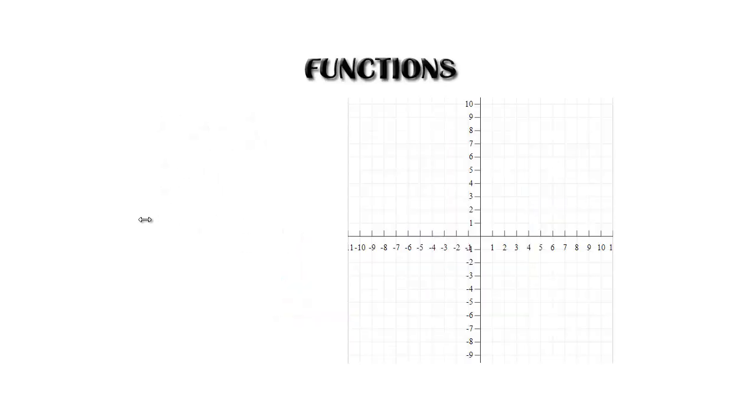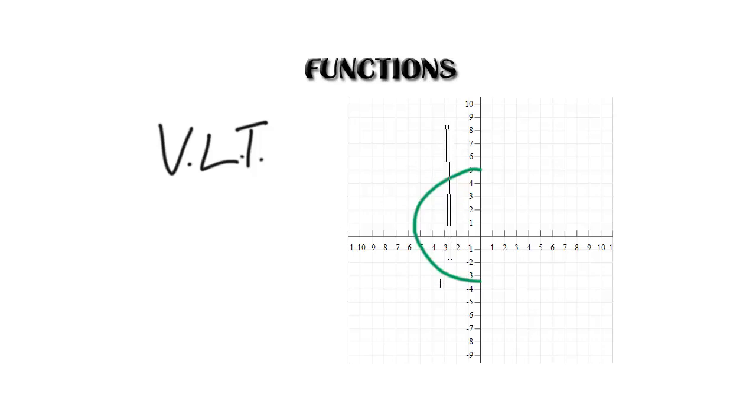Alright, let's use the same vertical line test, but for a different graph here. Let's say we have this right here, and it looks something like this. Now we're going to use the vertical line test, VLT for short, and that entails drawing a vertical line. So here we go. Here's my vertical line.